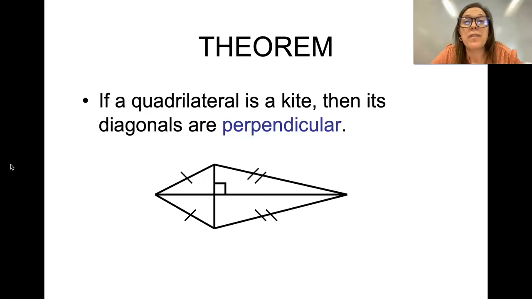So we have a bunch of theorems that occur when we have a kite. Our first theorem says if a quadrilateral is a kite, then its diagonals are perpendicular. So your diagonals are going to create right angles inside the kite itself, which really creates right triangles, right?